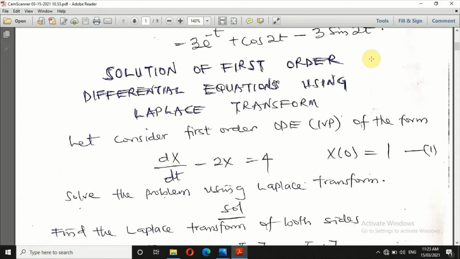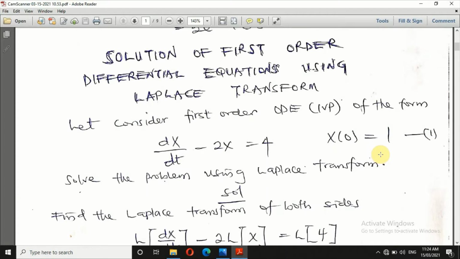Now, the first example on the board: you can see that we have dx/dt minus 2x equals 4. As you can see, the order here is 1. So this is actually first order, and we can call it linear, and we call it an initial value problem because we have the condition specified at a point. As you can see in equation 1, we have the problem subject to the boundary condition. So we're going to solve this one using Laplace transform.